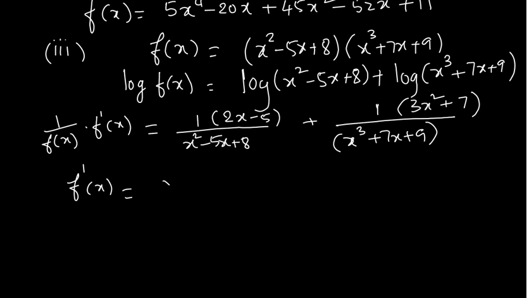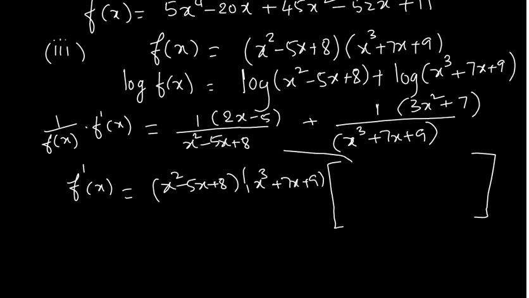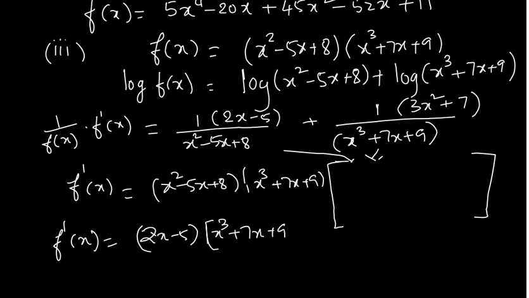This first term will cancel with this, because you are taking LCM, or without taking LCM, this first term will get cancelled. Then you will have (2x minus 5) into (x cube plus 7x plus 9) plus, the second one gets cancelled, you will have (3x squared plus 7) into (x squared minus 5x plus 8). So when you actually multiply and simplify, you get the same answer. That's all there is. Simple algebraic simplification is the remaining stuff. He asked, do they all give the same answer? Of course, yes.